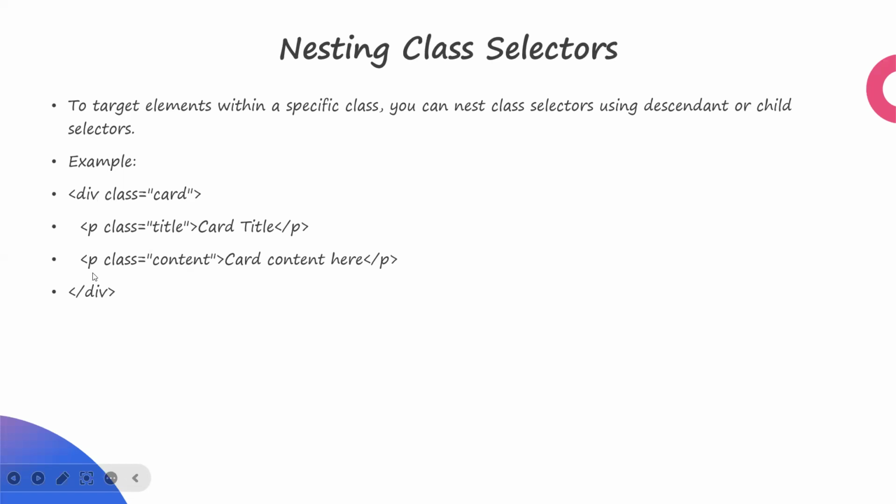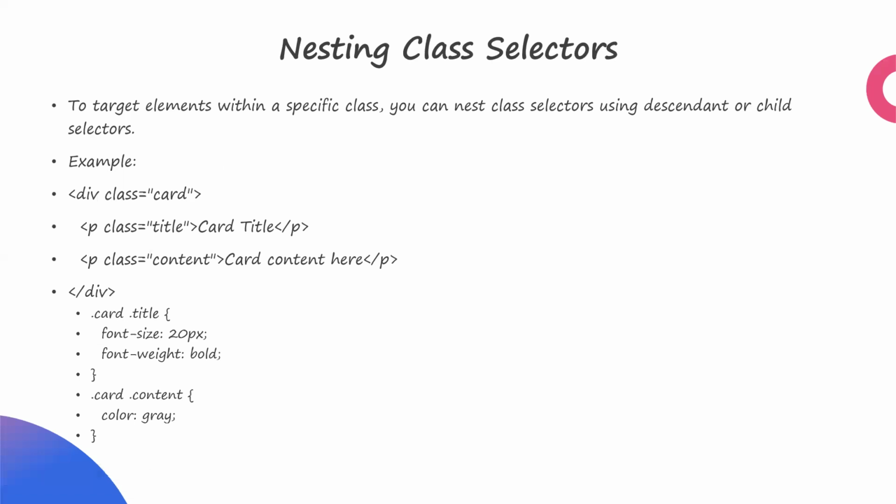If we want to target this particular paragraph, the class content paragraph, we will say class card, then the class content that is inside the class. This is what the example looks like. There is a space. The difference between this one and the previous one is that previously there was no space, but right now there is a space. Here, we are targeting the element that has the class title, which is inside another element that has the class card. The same thing here: we are targeting the element that has the class content, which is inside. This is how it goes.